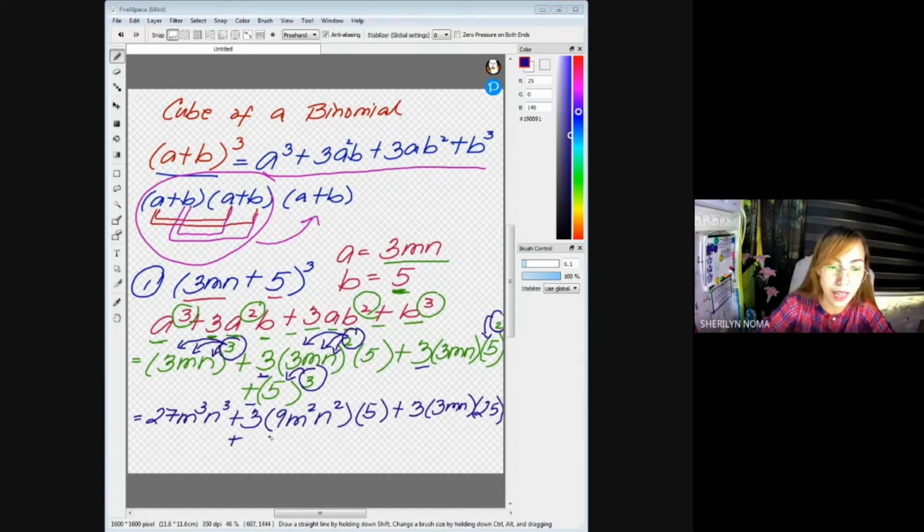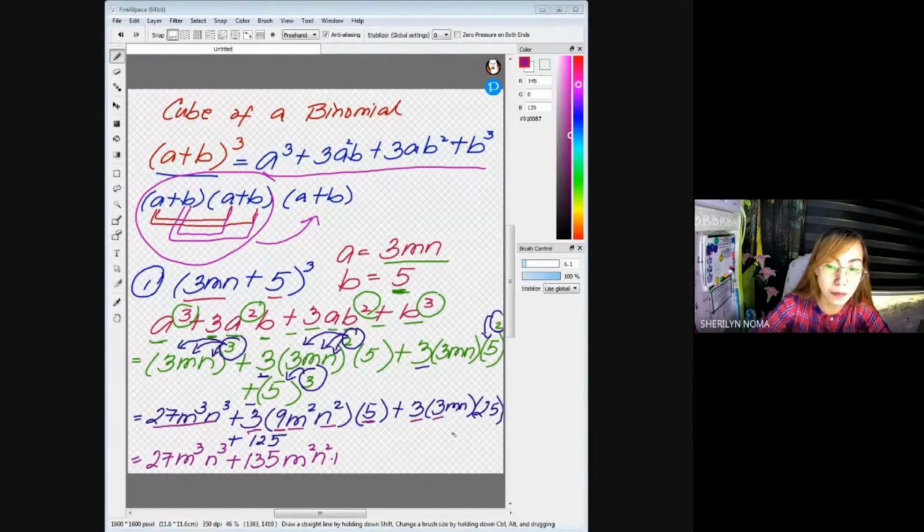5 times 5 times 5, that is 125. So, 125. And the first term, we don't need to simplify anymore, so we'll just copy 27n cubed and cubed plus. Okay, now, all the coefficients, so let us multiply. So, 3 times 9, 27. And then, times 5. 27 times 5, or 3 times 9 times 5, that is 135. And then, for the variable and exponent, we'll have m squared and squared plus.